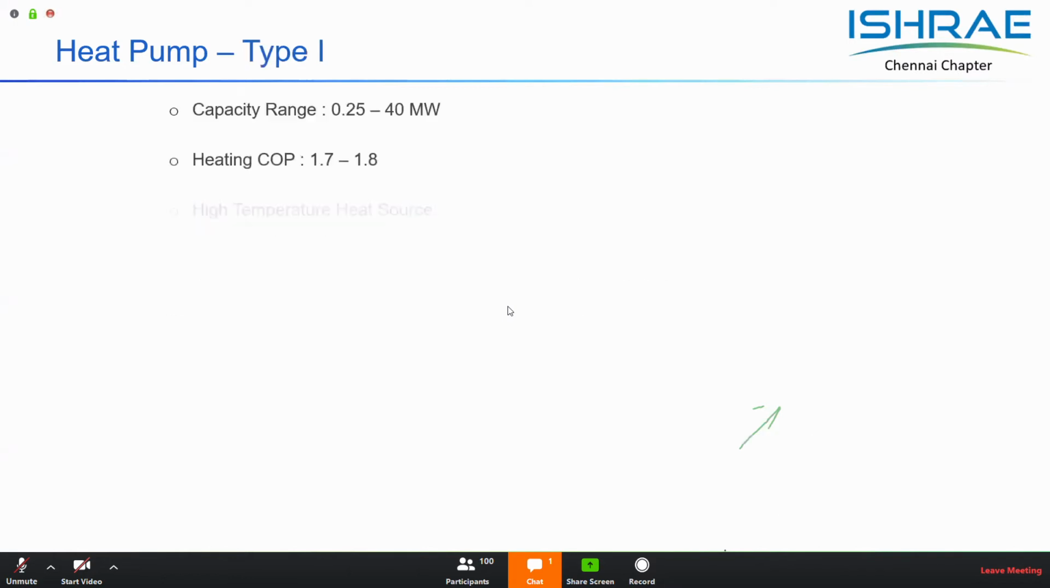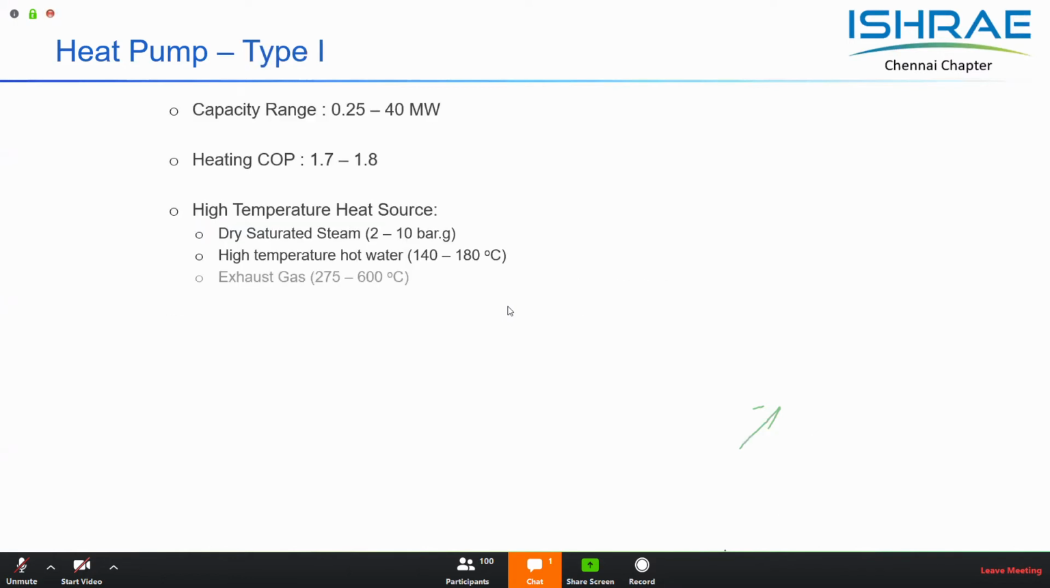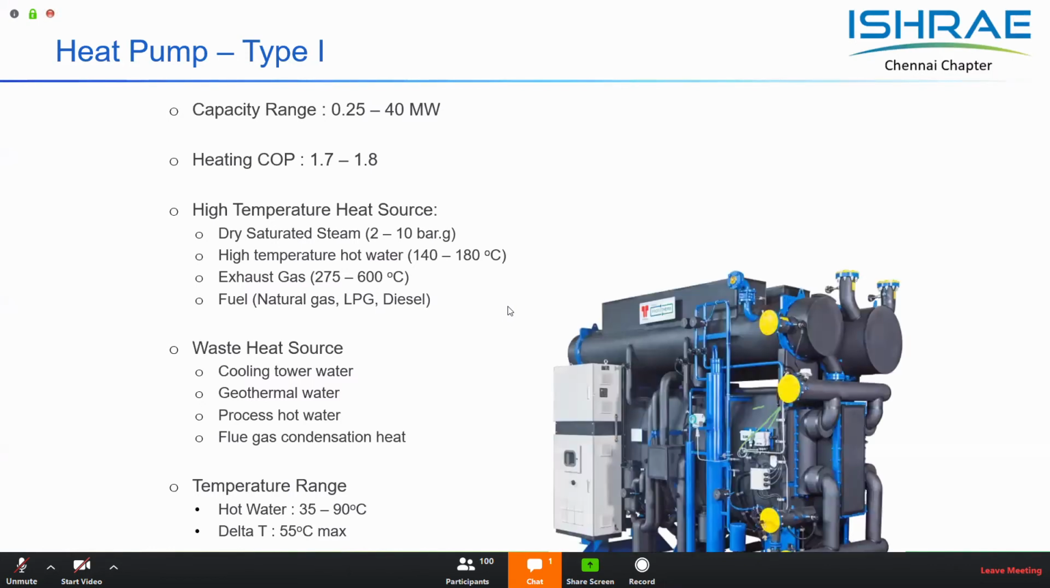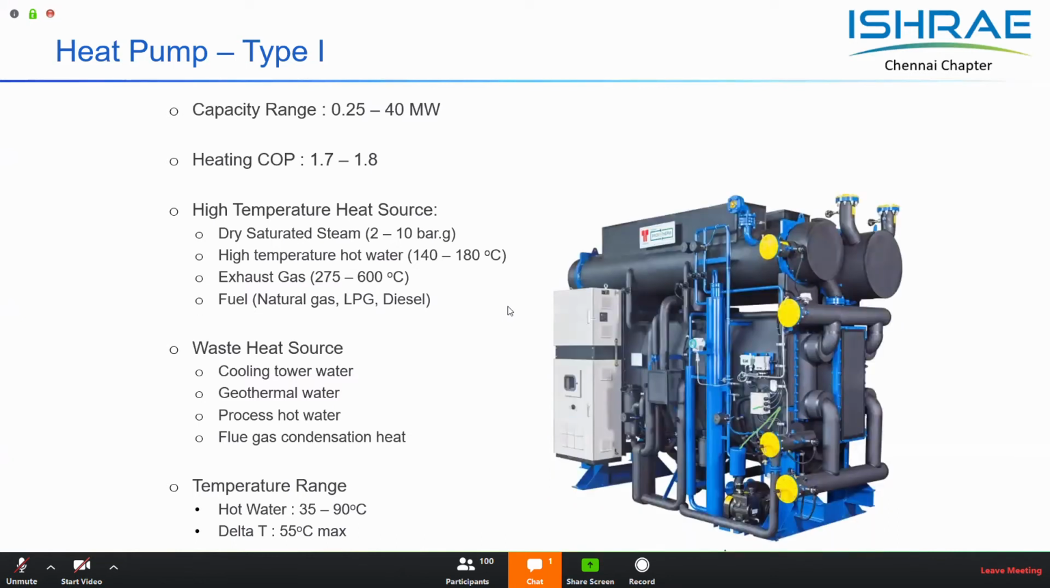So this type 1 heat pump can be used to generate hot water up to 90 degrees Celsius. Any of the heat sources that we discussed, which can drive the absorption technology, can be used, and it can utilize waste heat. Waste heat can be in the form of cooling tower water, geothermal water, water rejected from processes, engine jacket water or flue gas condensation heat. So any form of low-grade waste heat can be used in an absorption heat pump to generate medium temperature hot water.